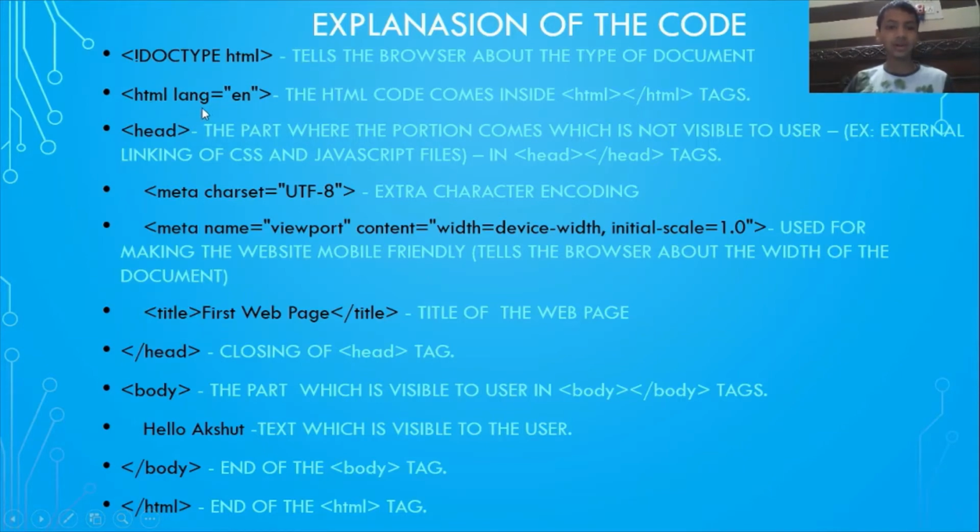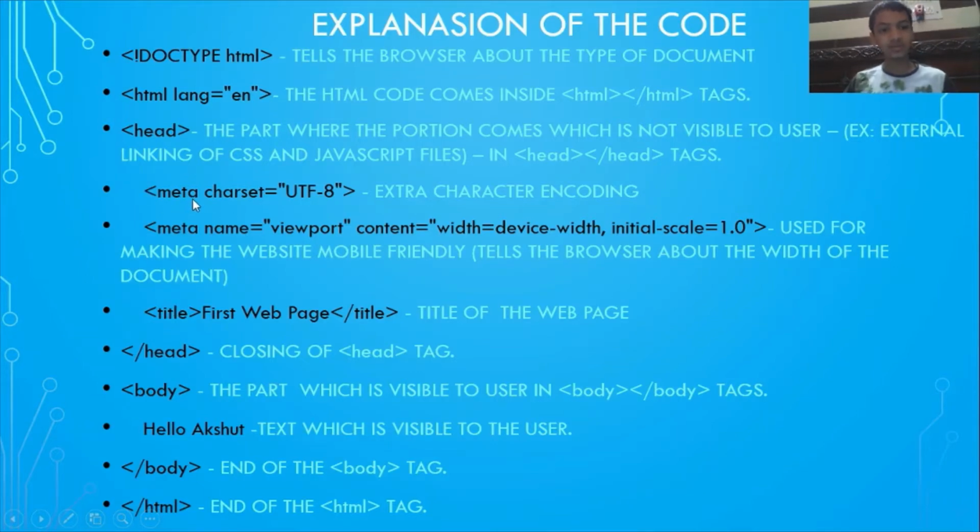Now comes the HTML tag, in which we define the language, and in between the HTML opening and closing tags comes the code which we write. So this is the head tag. This is the part which is not visible to the user. For example, external linking of CSS and JavaScript files is done in the head tag. So this code is done in the head tag, which is not seen by the user.